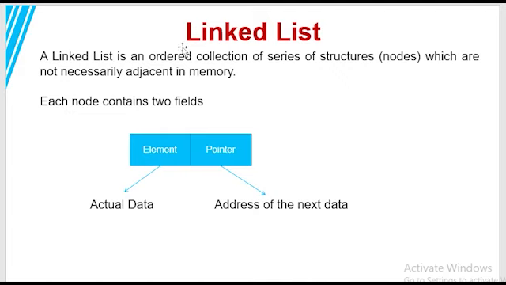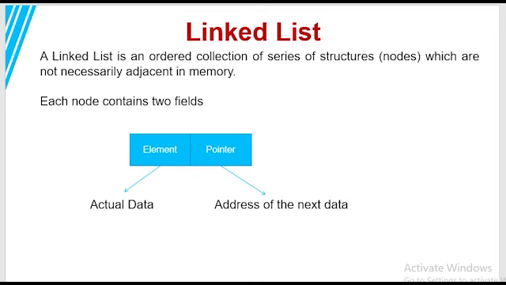So basically the node present in a linked list is divided into two fields. The first part stores the element and the second part stores the pointer. The element holds the actual data present in the list, and the pointer stores an address value, and that address points to where the next data is stored. That address is present in this pointer memory location.